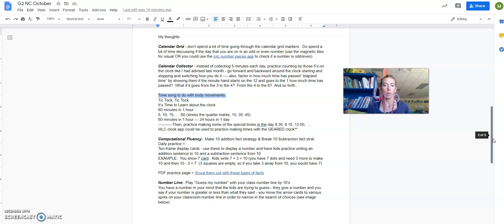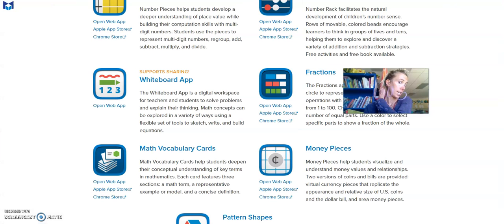And then on certain days, practice making special times, which we had last month too. The clock app from Math Learning Center could be used. The kids could be using them on their Chromebook. And what's really nice about it is it has geared clocks. So you wouldn't need to have them move their hour hand and minute hand freely.